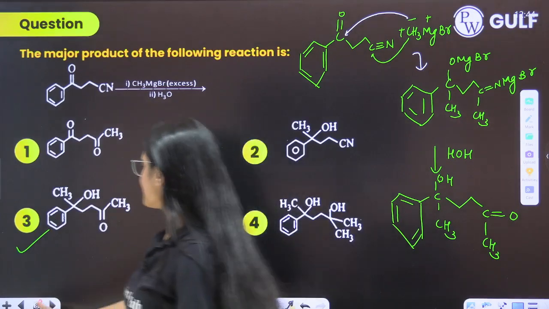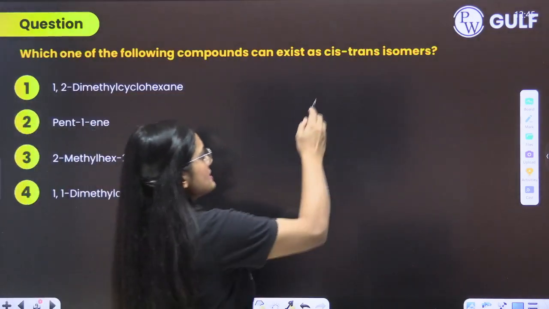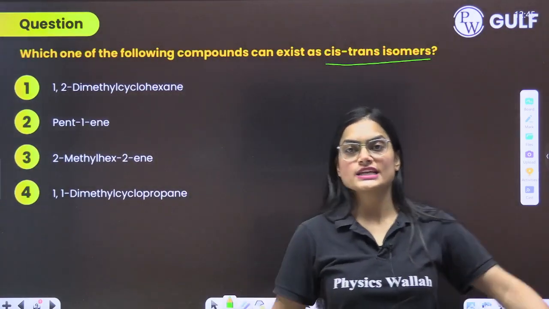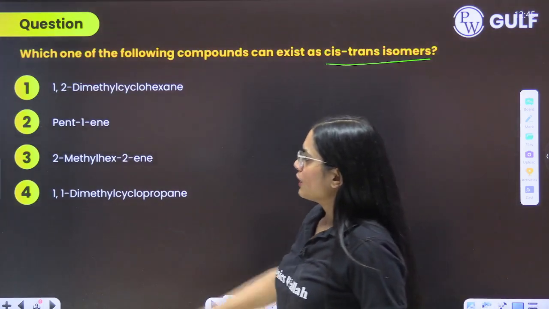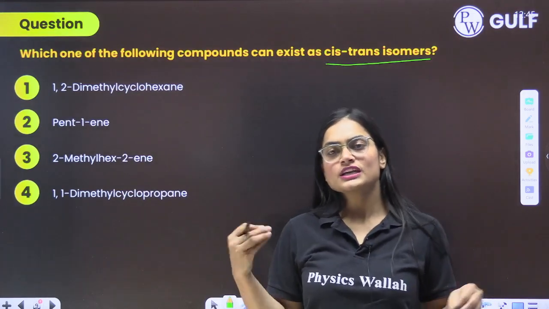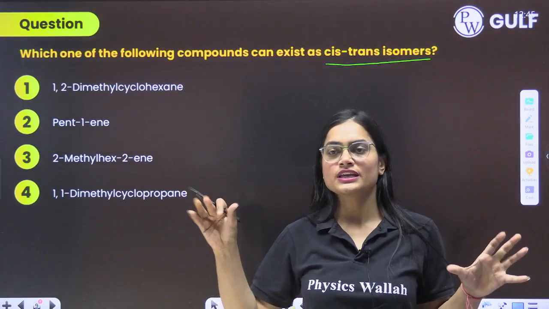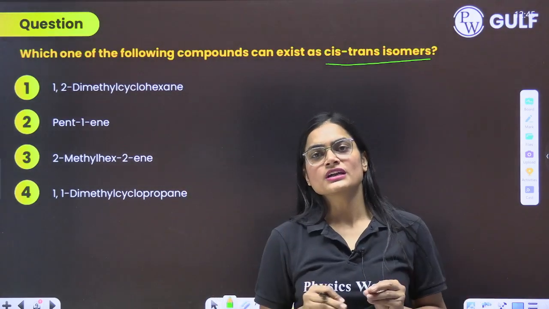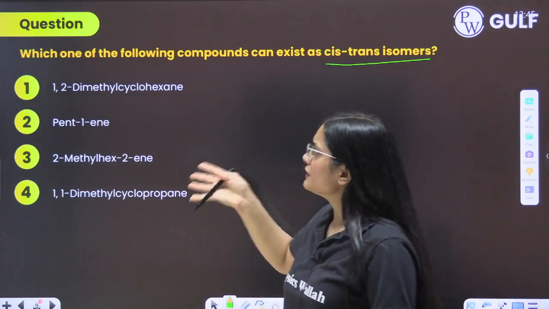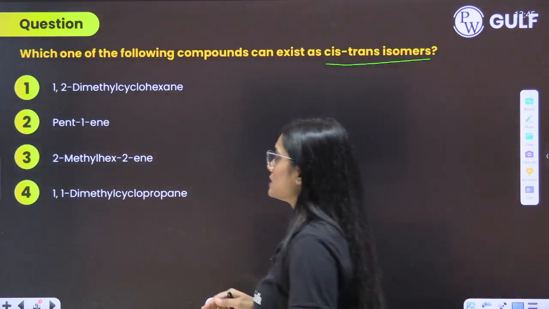Okay. Next question. Which one of the following compounds can exist as cis-trans isomers? Cis-trans isomerism is shown by the compounds that show geometrical isomerism, GI. So out of the 4 options, let's find out. GI is shown by compounds where, if it is an alkene, the doubly bonded carbon atom should be linked with different groups. And if it is a cyclic ring, that carbon should be linked with different groups.